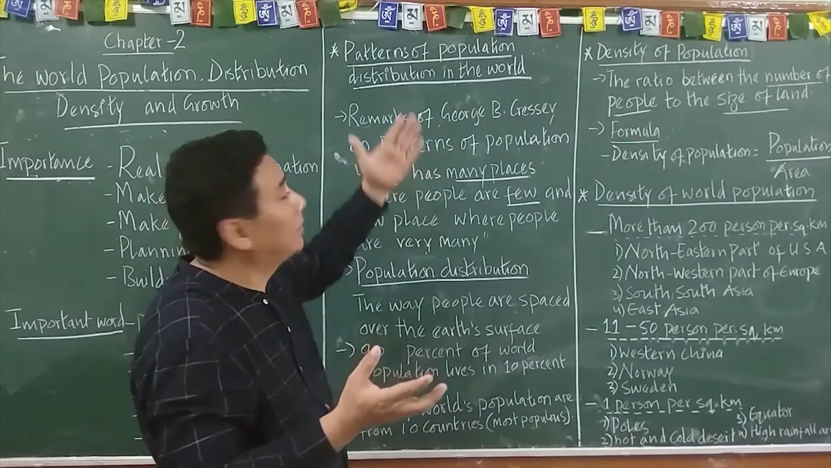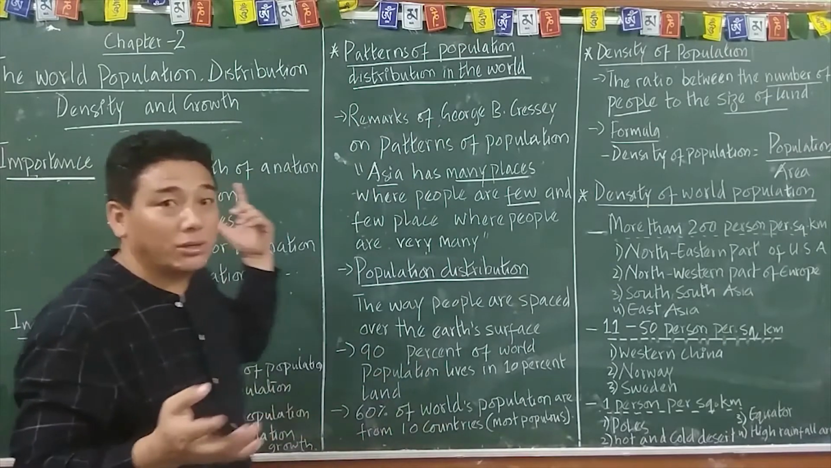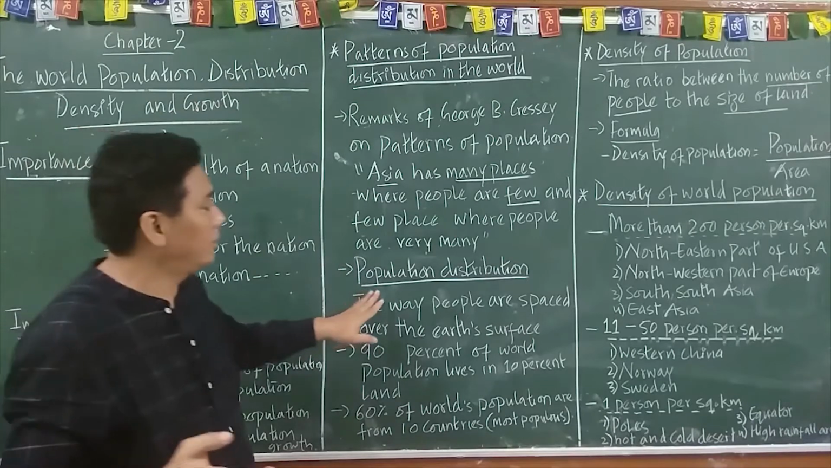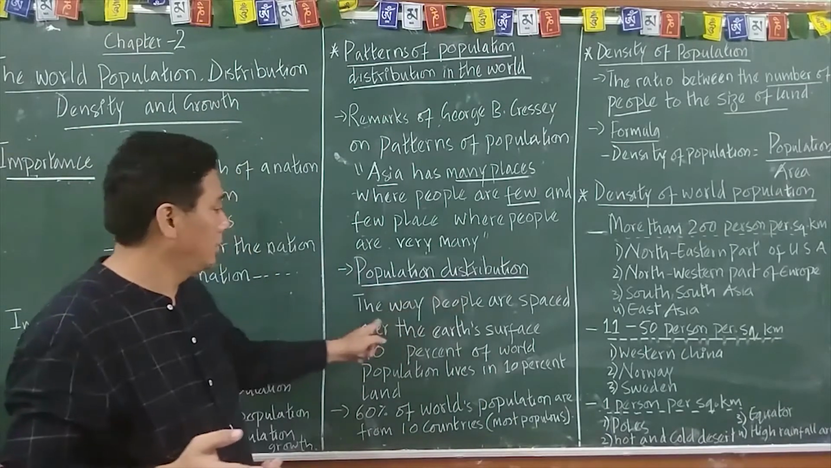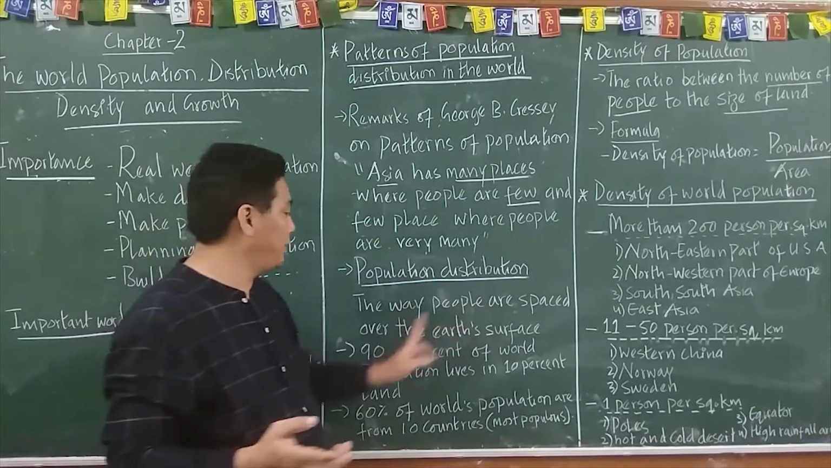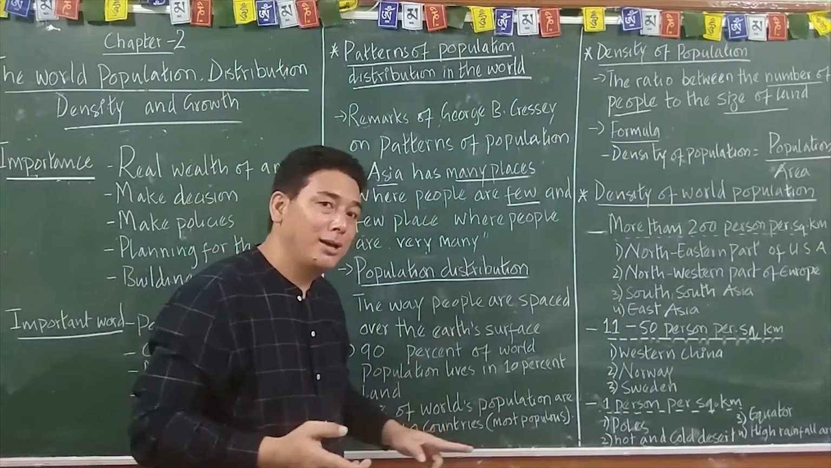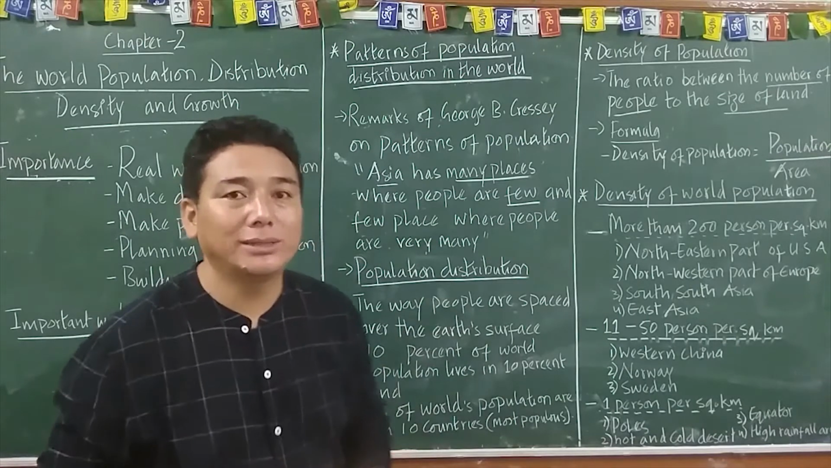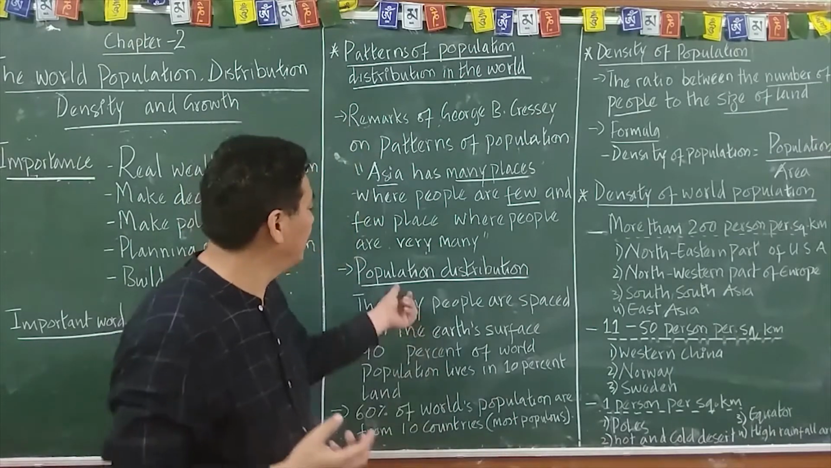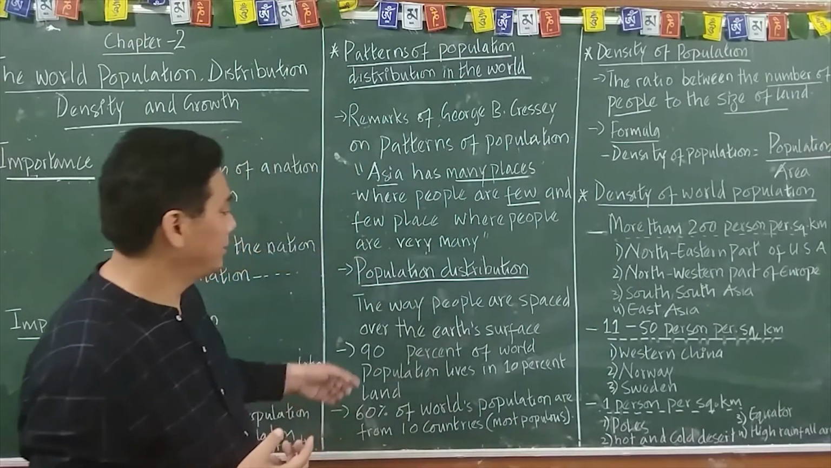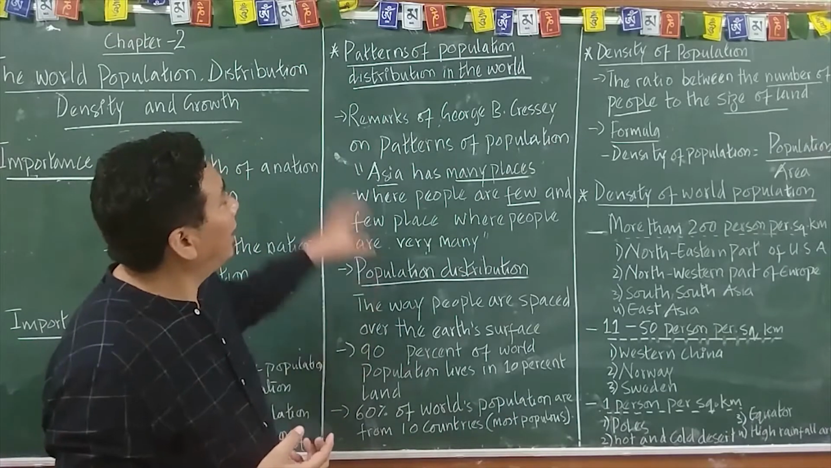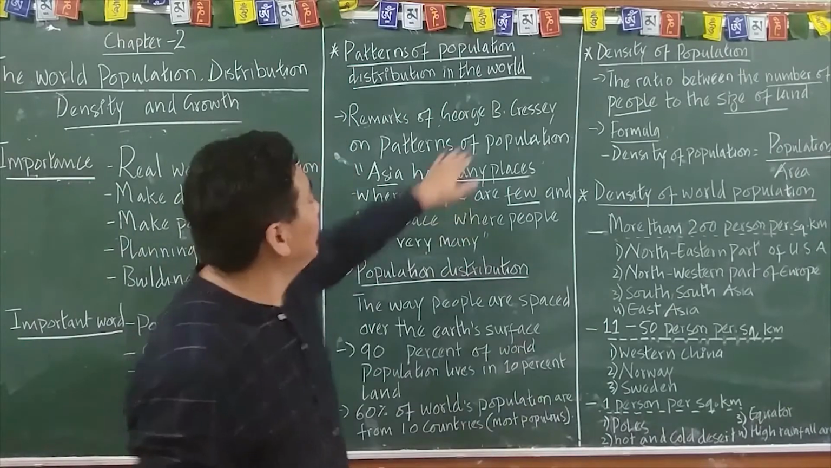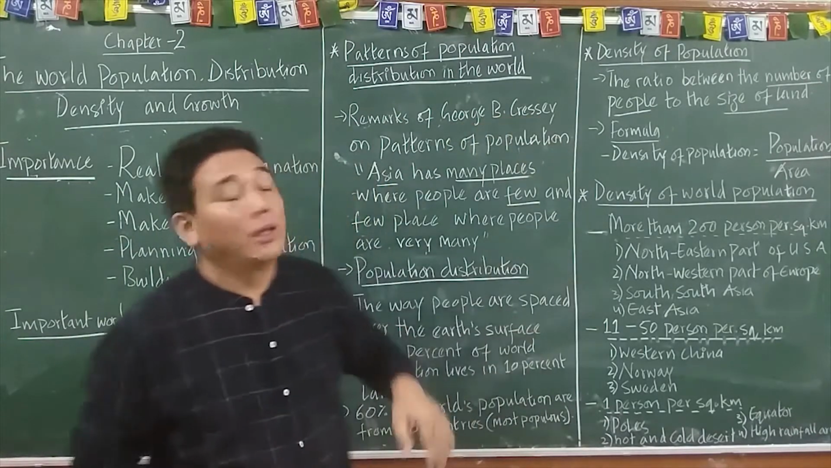As I told you in the video when I was talking about the distribution of population, population distribution is the way people are spaced over the earth, or how the population has been spread over the earth. That is nothing but the population distribution. Is that clear?